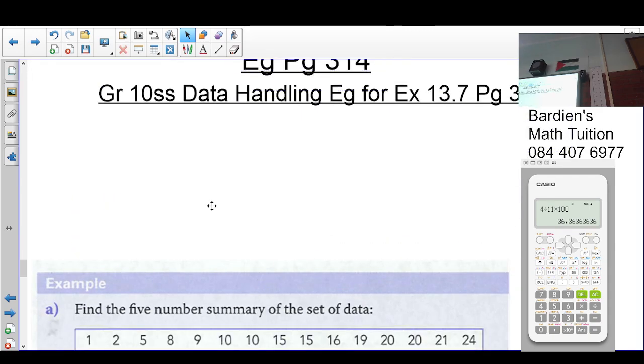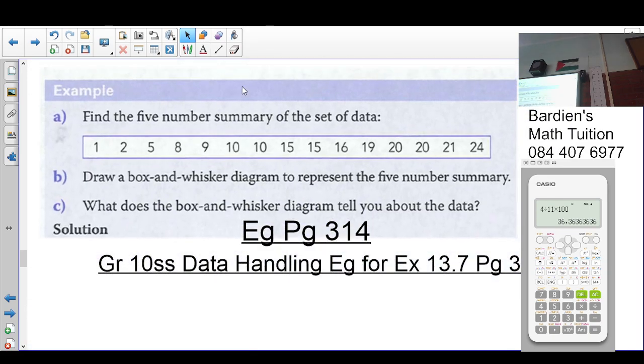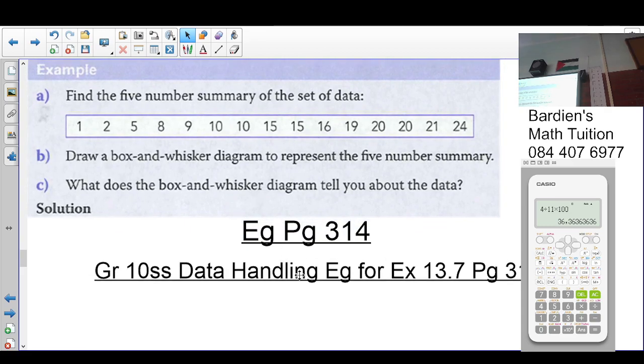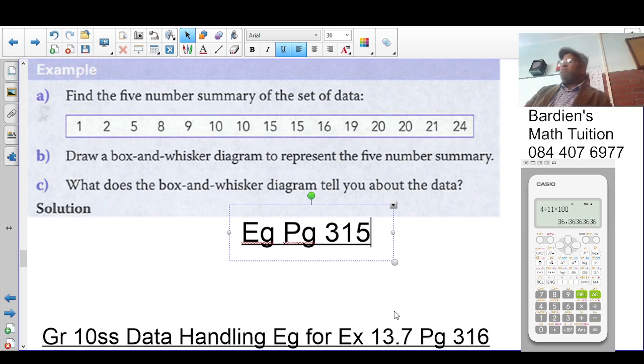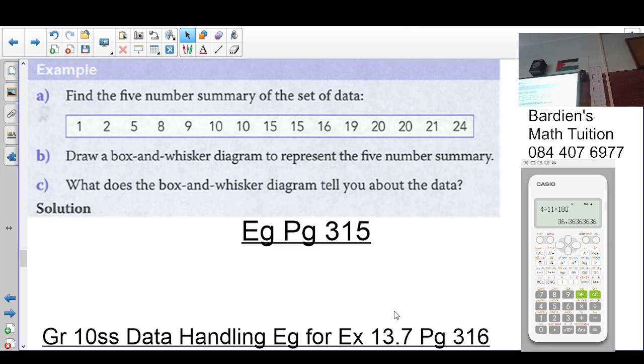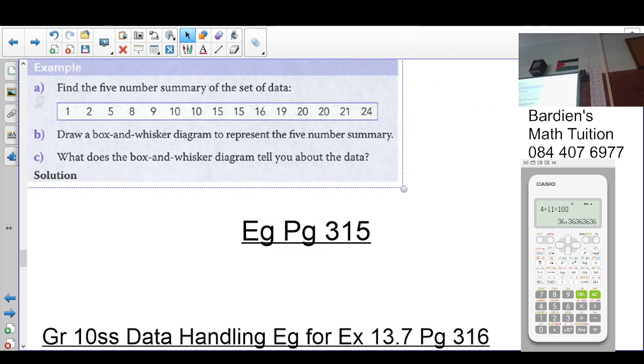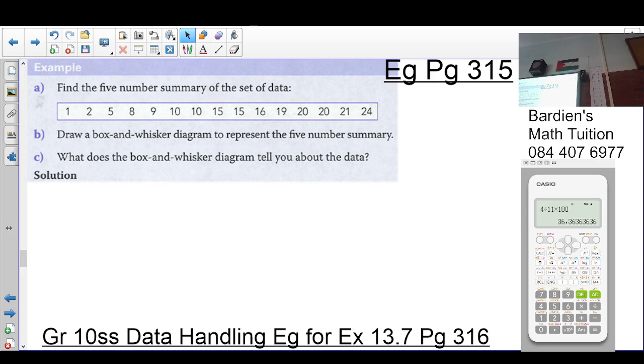People, this is the example on page 315. Here it says find the 5-number summary. So here we're doing the whole lot now. People, is the data in order? Yes. So the 5-number summary consists of what? Lowest value, Q1, median, Q2, maximum value.